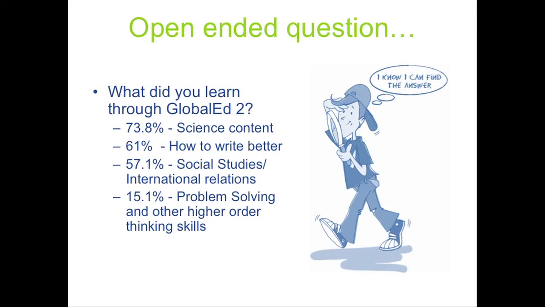And then one of the things that we've done for years is we say, tell us what you learned from this. So rather than asking them multiple choice questions, we make them write just the first 3 things that they learned. In the social studies classroom, 73% science content. Think about that for a second. In a social studies classroom, 73% are saying, I learned a lot about science. I learned how to write better. I learned about social studies and international relations, which is a goal: multidisciplinary, different cultures, different religions, different issues, different values. And then 15% are still talking about problem solving. We're like, wow, this is a powerful thing.